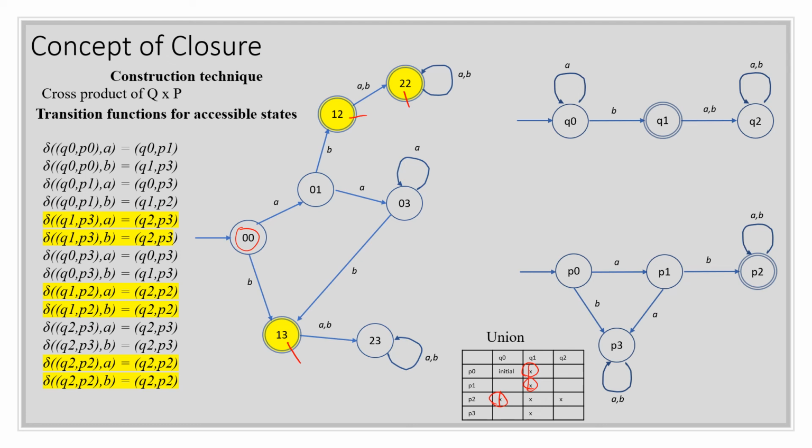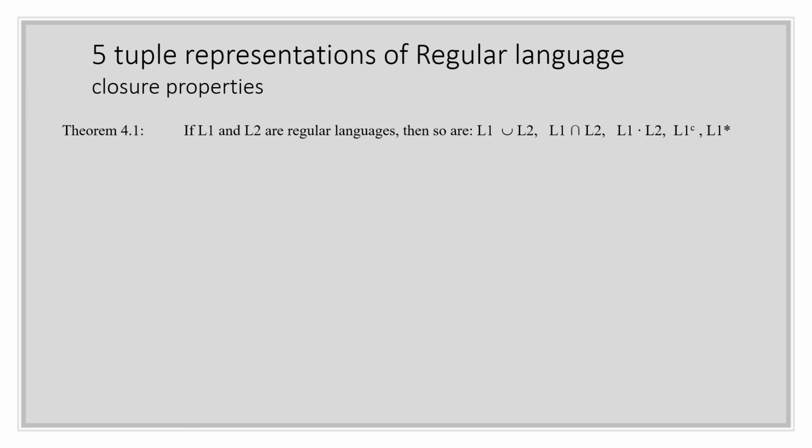If both of those states are accepting, then that's the intersection, and if one of them is accepting, that's the union. And because we were able to take two DFAs and show that the intersection of the two DFAs is also a DFA, then we are demonstrating that regular languages are closed under the operation of intersection. All right, and also we are demonstrating that regular languages are closed under union, but there's a better way to do that. So here's just a review of the 5-tuple representations of the closure properties of regular languages.